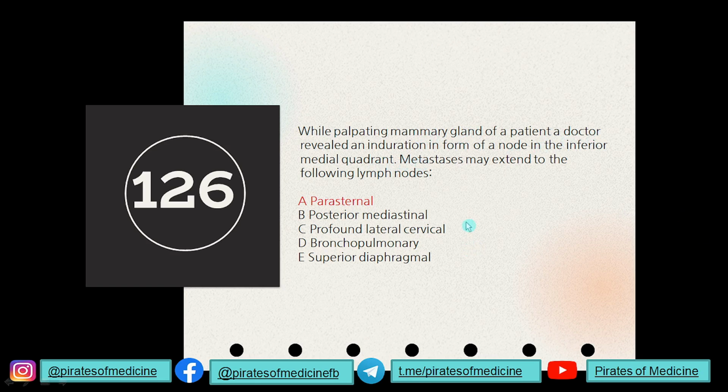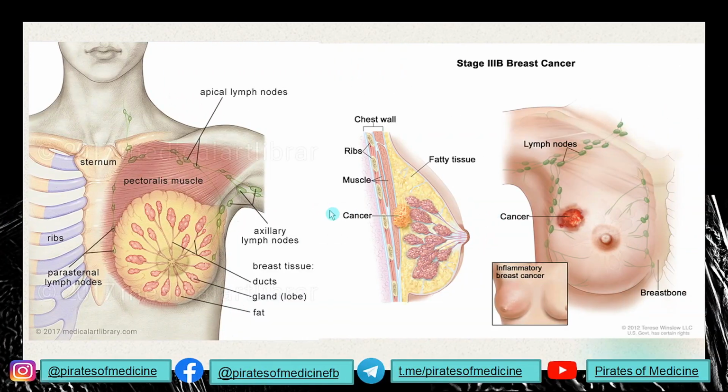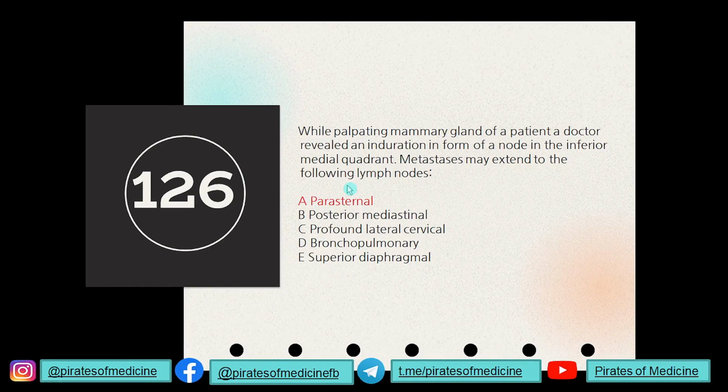Correct? So the closest lymph nodes to the mammary glands are the axillary lymph nodes, the apical lymph nodes, you can see here, correct? We have the parasternal lymph nodes. So out of all the options given here, the parasternal lymph nodes are the closest, and that is why the answer is parasternal.